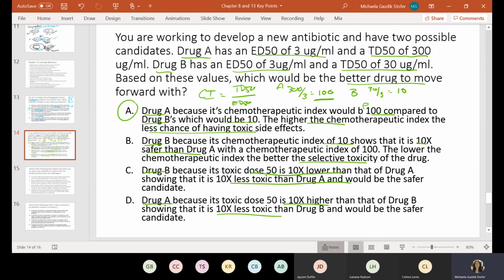Okay, so before we move from the chemical, physical things into antimicrobials, does anyone have any questions just on terminology?